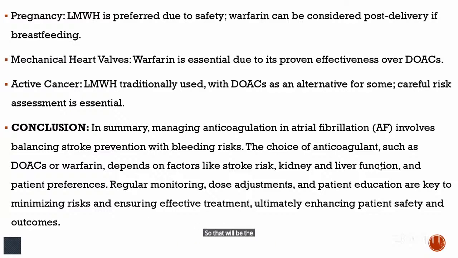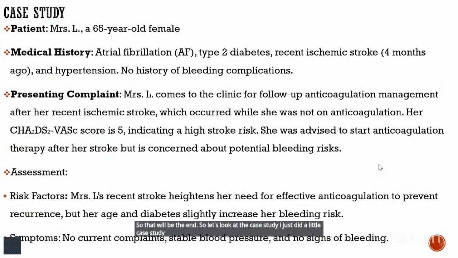So let's look at a case study. I just did a little case study. I've spent 25 minutes, but let me just wrap up with this case study. Let's say a woman, let's call her Mrs. L. She's 65 years old. Her medical history shows that she already had atrial fibrillation, and she has type 2 diabetes. She had a recent ischemic stroke about 4 months ago. She's hypertensive. Currently, no history of bleeding complications yet.